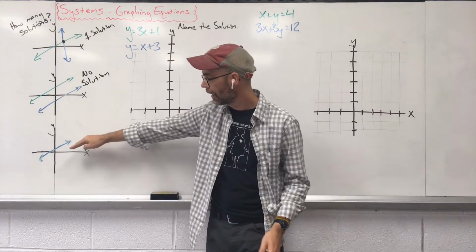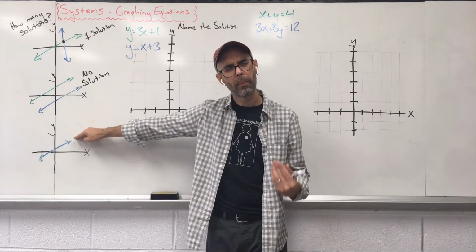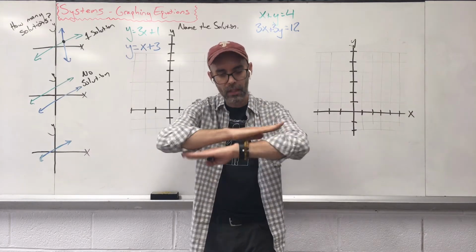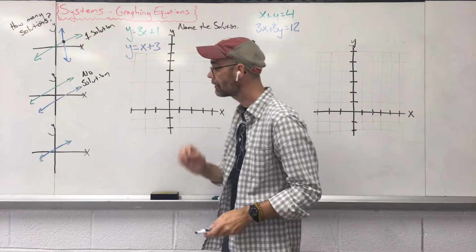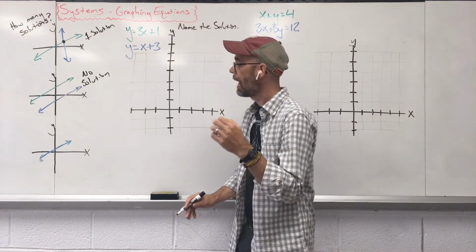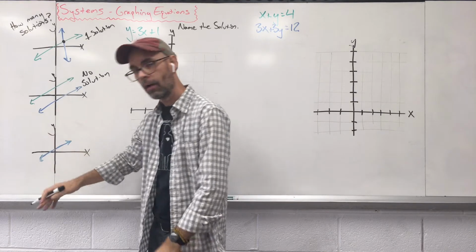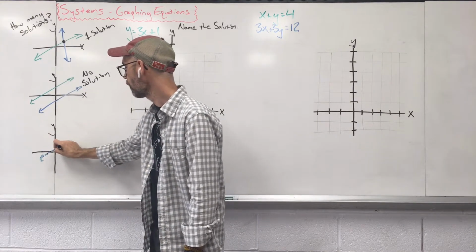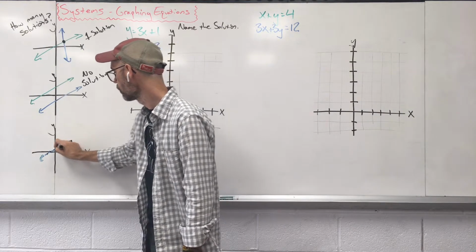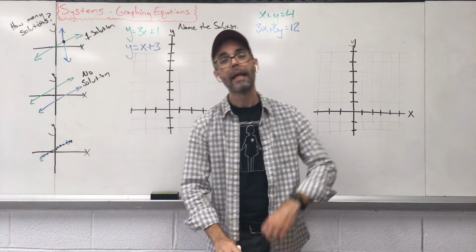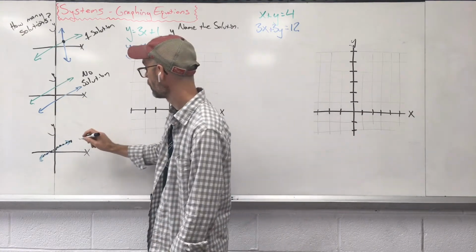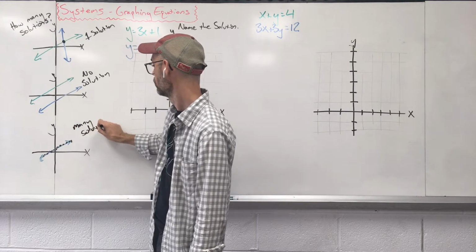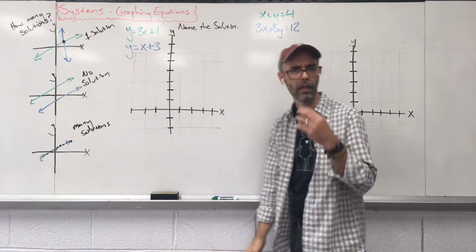Lastly, I see one line here, but I really have two lines. Those two lines happen to be right on top of each other. Since they're on top of each other, every single point that one line touches on the other is a solution. Everywhere along this line, we have two lines on top of each other. Since they're always touching and they'll never stop touching, we end up saying many solutions, or sometimes you'll see infinitely many solutions.